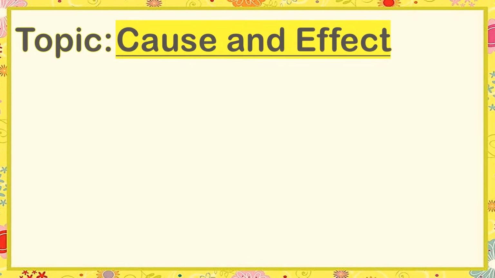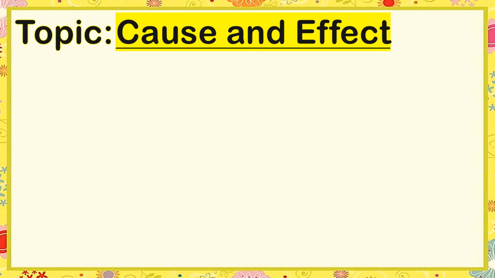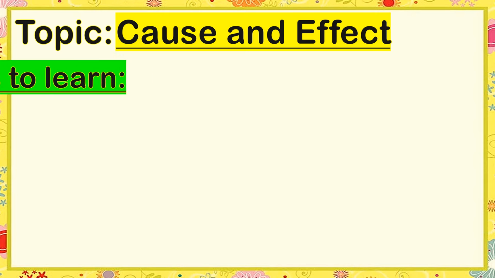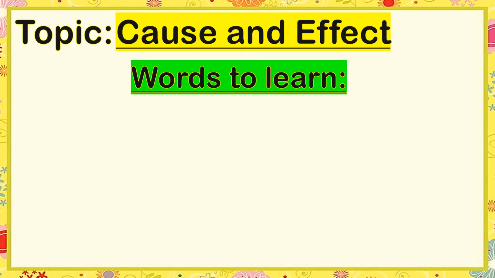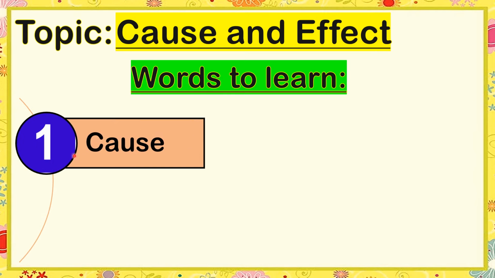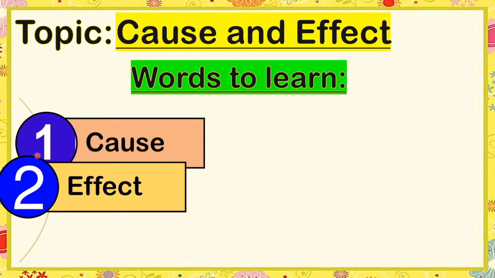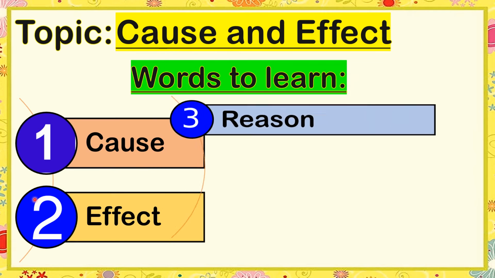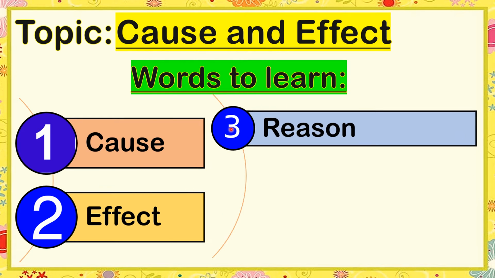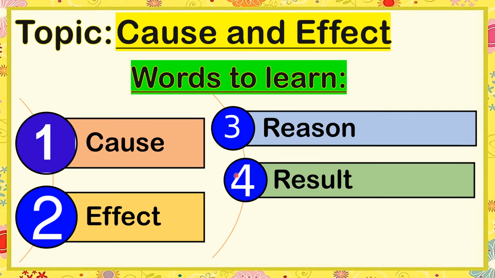So class, let us proceed with our online discussion now. Our topic is about cause and effect. Before we discuss what is cause and what is effect, let us read the words that we will be encountering in our next slides. Please repeat after me so you can still practice your speaking skills and reading skills even if you're just at home. Number 1, cause. Number 2, effect. Number 3, reason. Number 4, result.